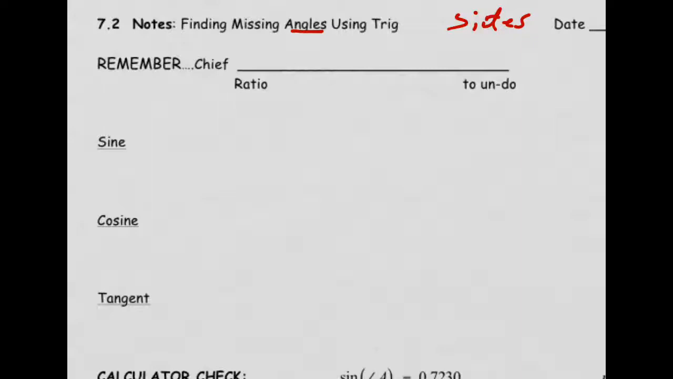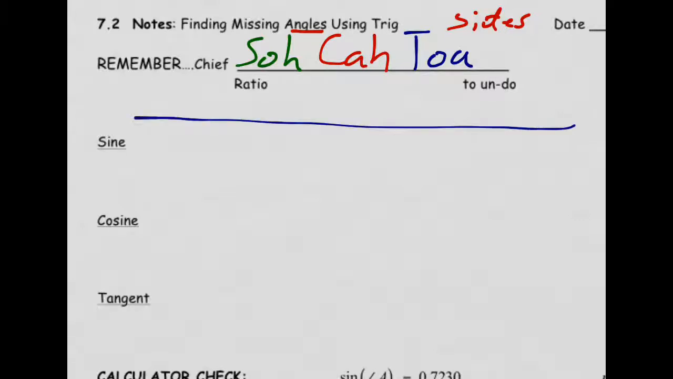Alright, first of all I want you guys to remember SOHCAHTOA, so what's the last part? TOA, that is correct. Alright, so on your paper, I just want you to write a nice T here, and under ratio, write sides, because this is how we find sides.